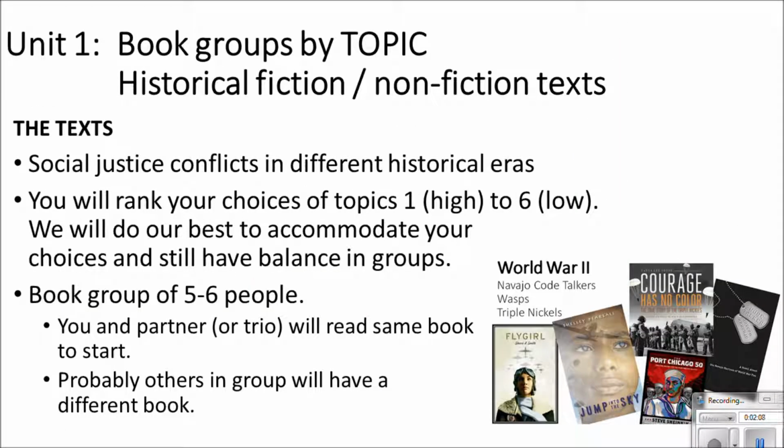So you're going to be in book groups, and those book groups are organized by topic. Each topic group contains a text set of texts that are both historical fiction and nonfiction texts. All of the text sets have a social justice conflict from a different era in history. You have a form, and on it you are going to rank your choices of topics from 1 being high to 6 being low. We will do our best to accommodate your choices, but we still need to have balance in the groups. We only have a certain number of books.